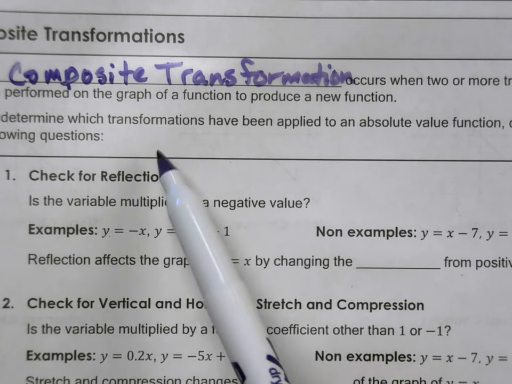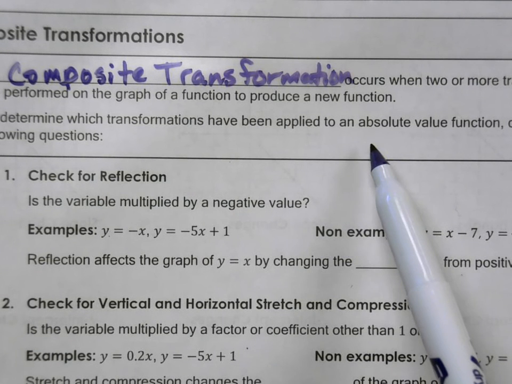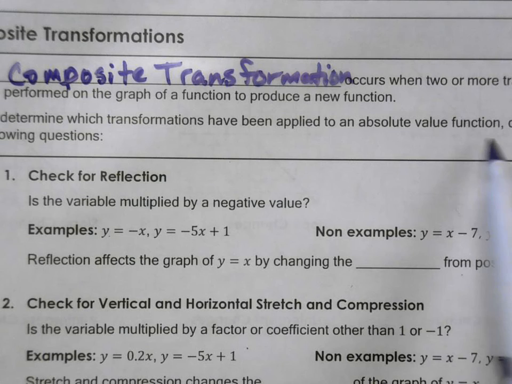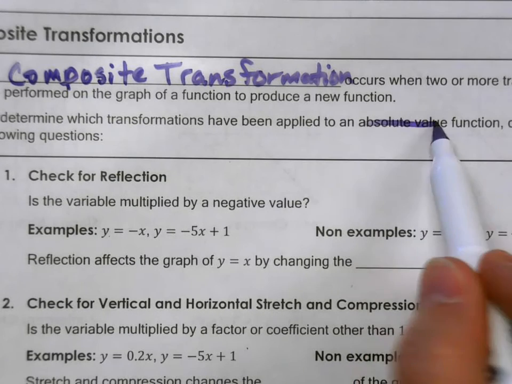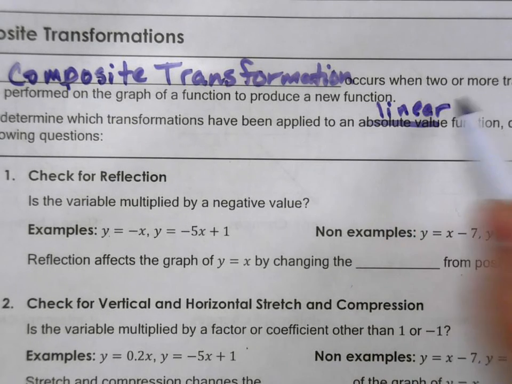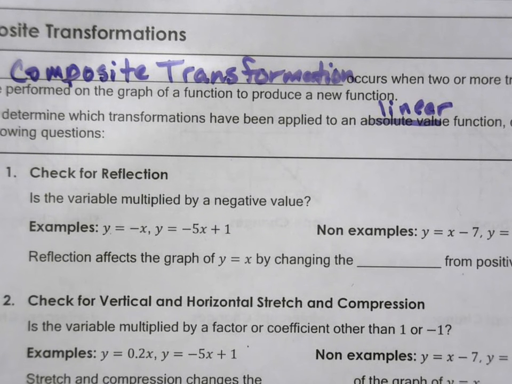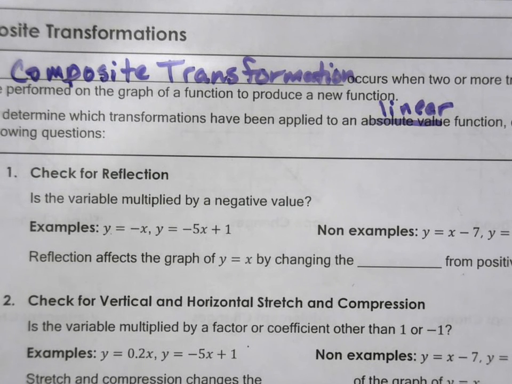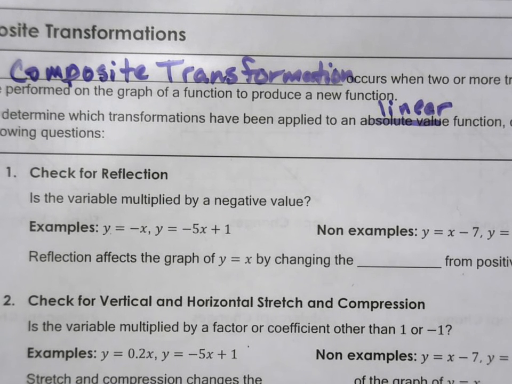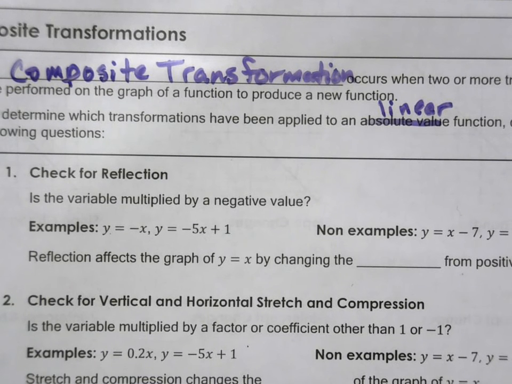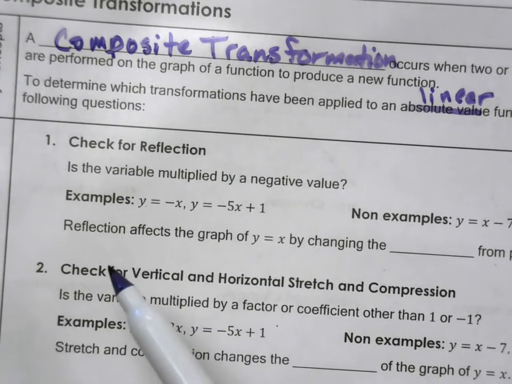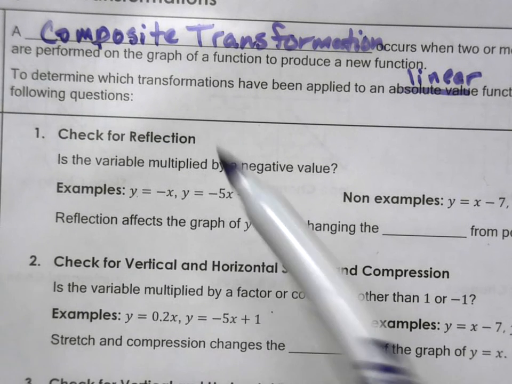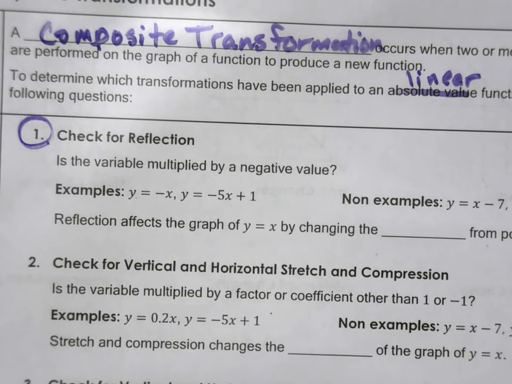Okay. To determine which transformations have been applied to an absolute value function, that's a typo. This needs to be linear function. We're talking about linear functions. Okay. Consider the following questions. However, all these transformation rules apply to all functions. They just look different with different functions, but they're all the same principle, same thing happening.